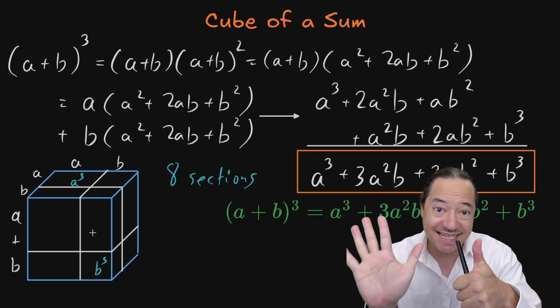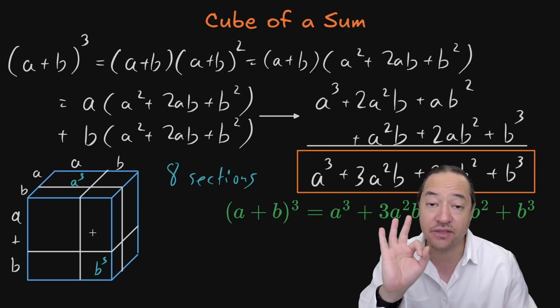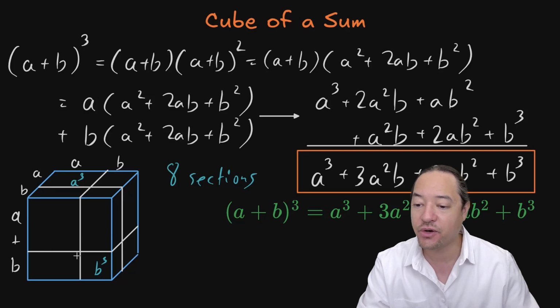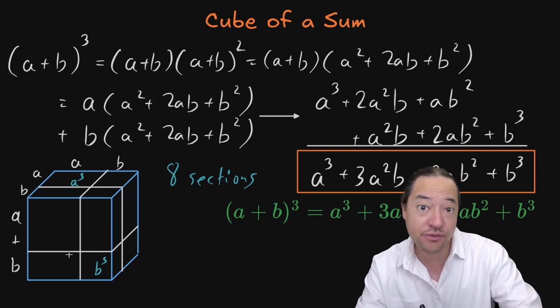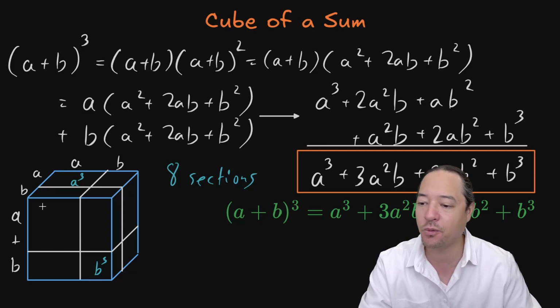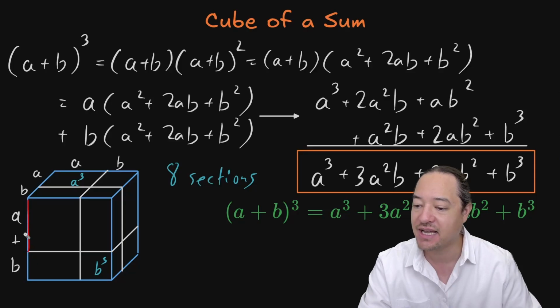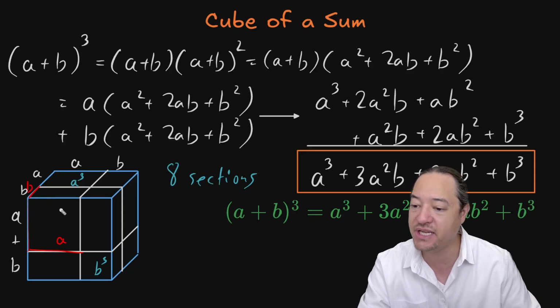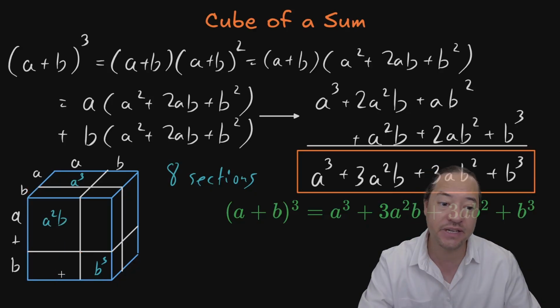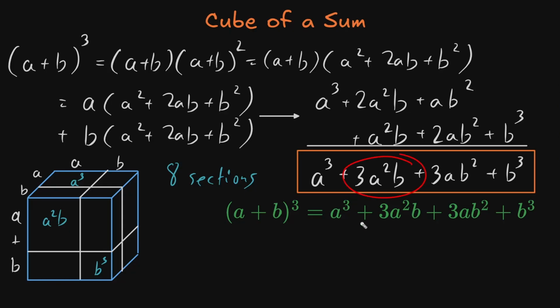So there's going to be 6 sections remaining, and it turns out that 3 of those sections are going to be the same, and the other 3 are going to be the same, right? So let's look at one of them. So let's look at this one. This is length a, this is length a, and it goes back a length b. So the volume of this piece here is going to be a squared b. And it turns out we're going to have 3 of these. So that's where we get these 3 chunks of volume a squared b.